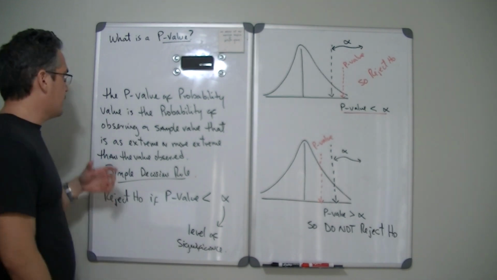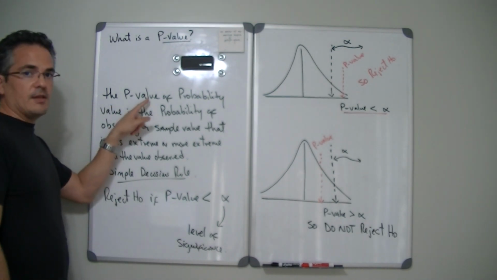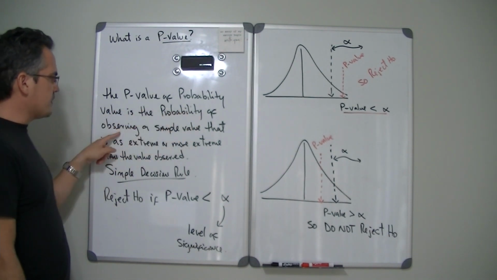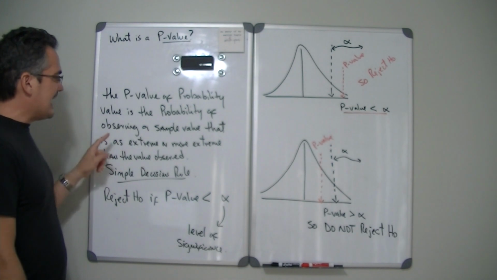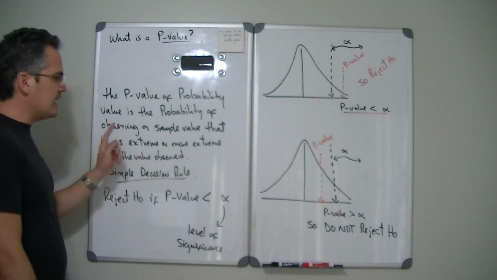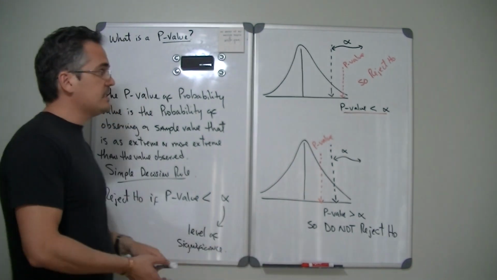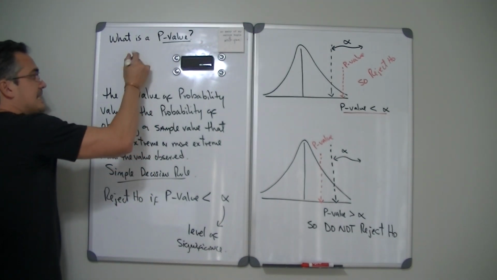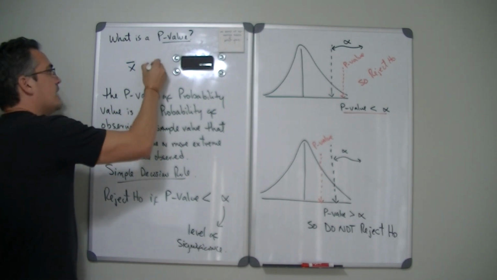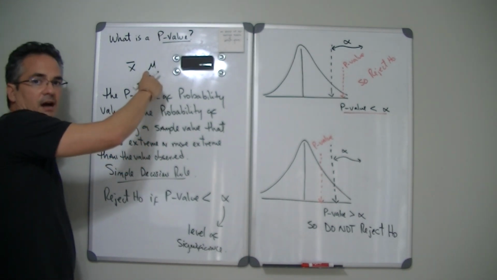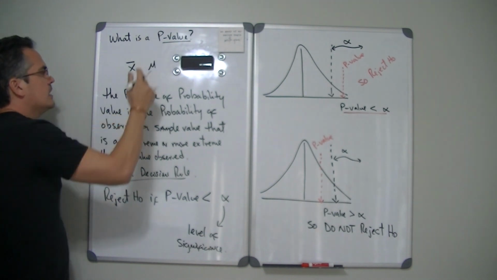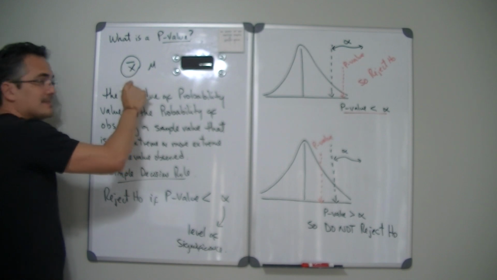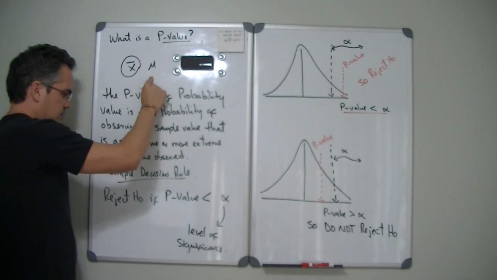Now, p-value stands for probability value. And the p-value is the probability of observing a sample value that is as extreme or more extreme than the value observed. So remember, every time you're doing hypothesis testing, what you're basically doing is comparing that sample value that you obtain to that population value that you already have. So a p-value tells you how extreme is the probability of seeing that sample compared to that population number.